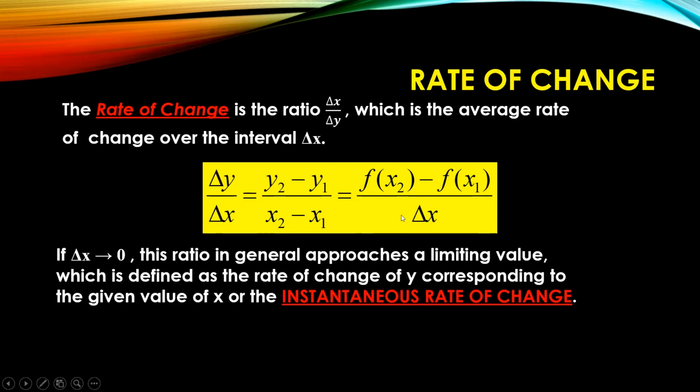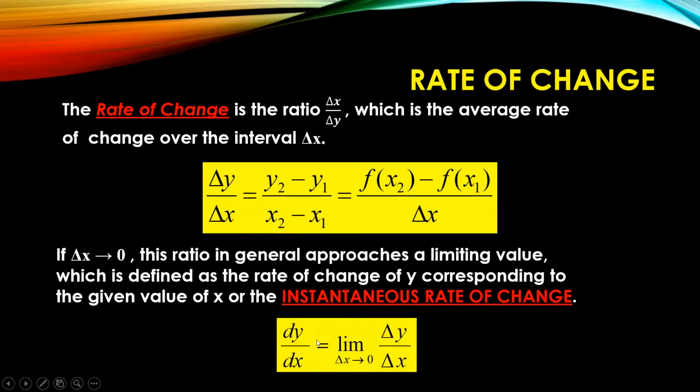Ito kasi malalaking change. So as the delta x approaches 0, it becomes a derivative. This becomes an instantaneous rate of change. So the limit delta x approaches 0 of delta y over delta x becomes a derivative.